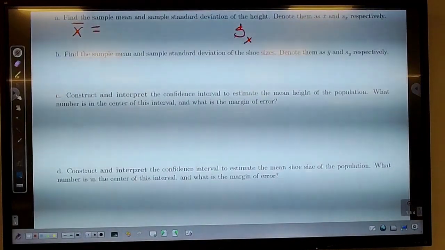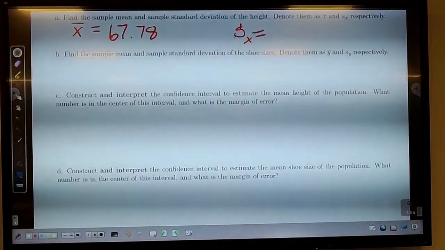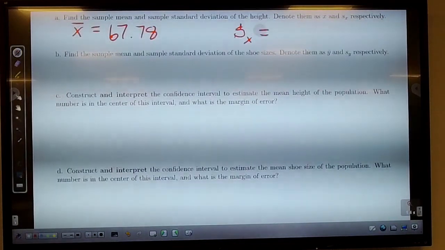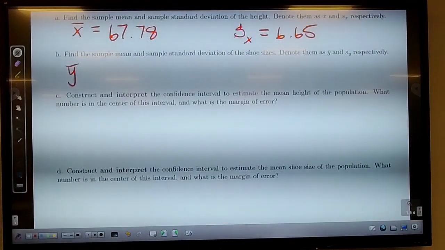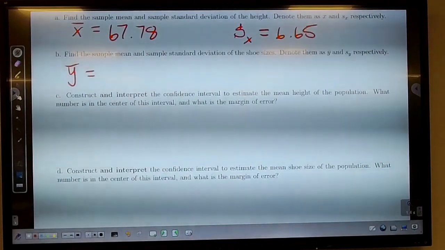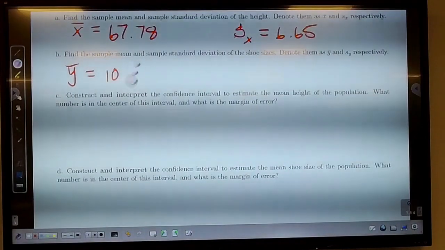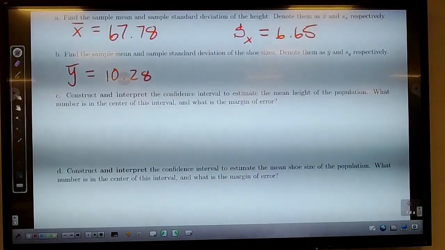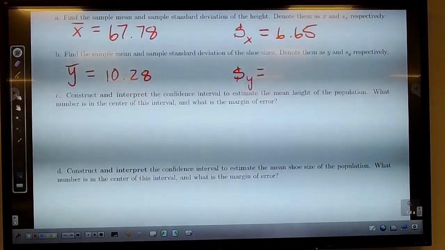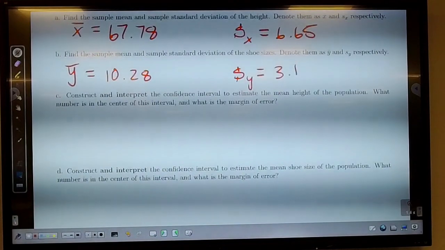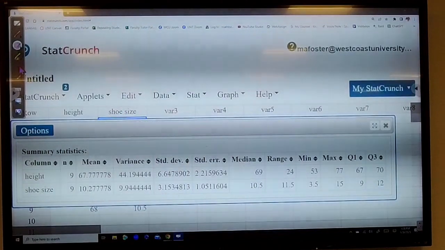So X bar was 67.78 and S sub X was 6.65. And for the shoe sizes, I had 10.28 with a standard deviation of 3.15. All right, so we've got that part down.